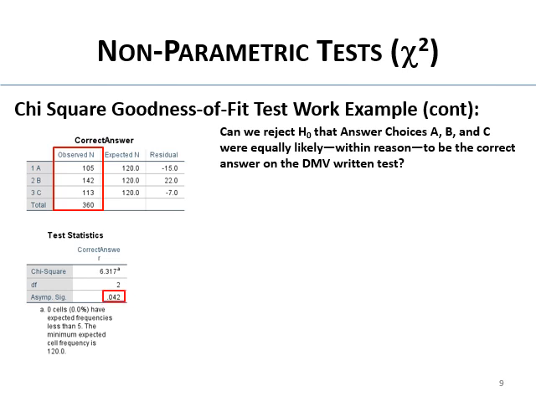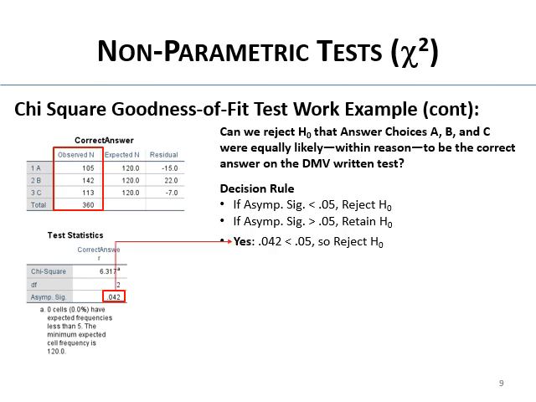So there is the sig value in the test statistics for the chi-square, asymp sig, as promised. Our decision rules again: if asymp sig is less than 0.05, we're going to reject the null. If it's greater than 0.05, we'll retain the null. So our decision here, well, 0.042 is less than 0.05, not by much, but it is, so we're going to reject the null. That is, the distribution of correct answers is not equal across A, B, and C answer choices.